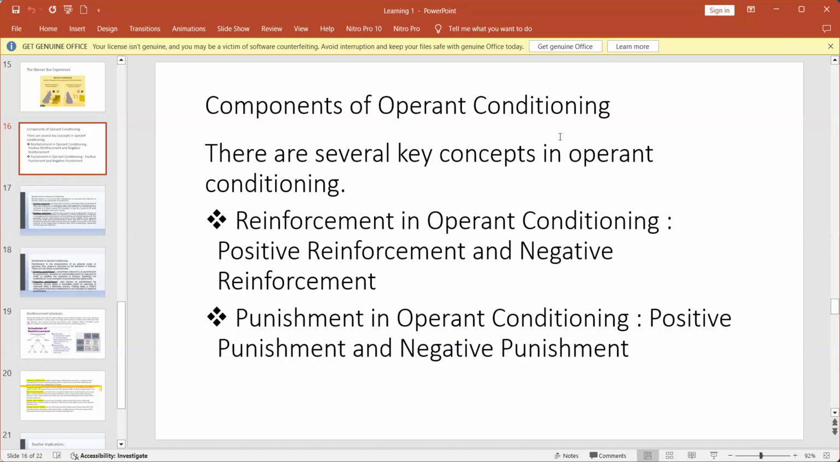First, we have to decide on the bad behavior to be weakened, right? The bad behavior is not doing homework. You want to weaken that bad behavior. So you are using positive punishment.